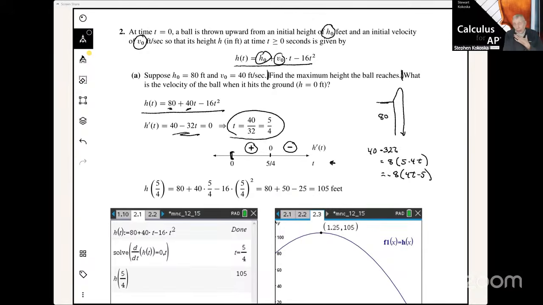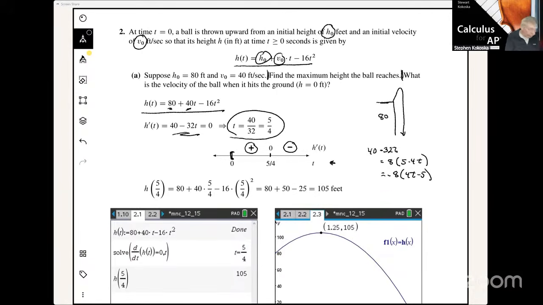Now remember, sign charts are not acceptable justification on the AP exam. They're certainly okay to use. If you draw a sign chart, you must interpret it. So how do I interpret that? Well, the derivative of h is positive just to the left of 5/4. It's negative just to the right. The derivative changes from positive to negative at t equals 5/4. And therefore, there is a maximum, in fact an absolute maximum, at t equals 5/4.